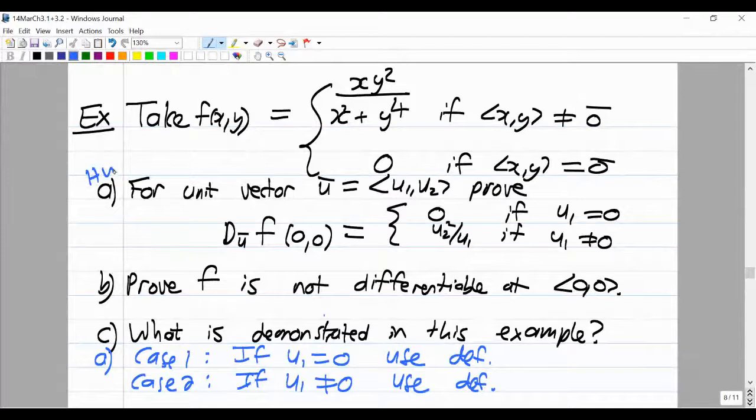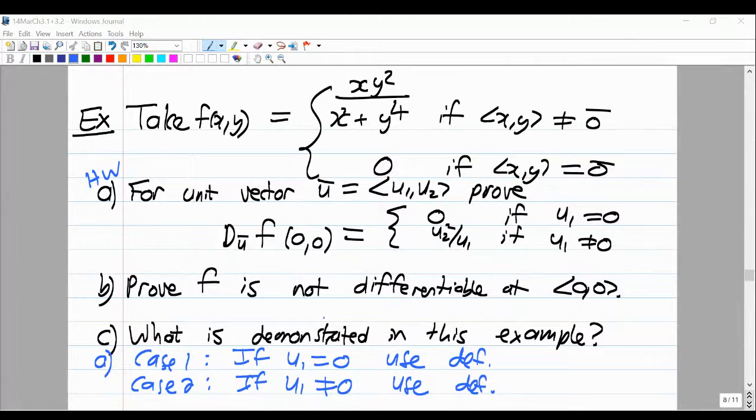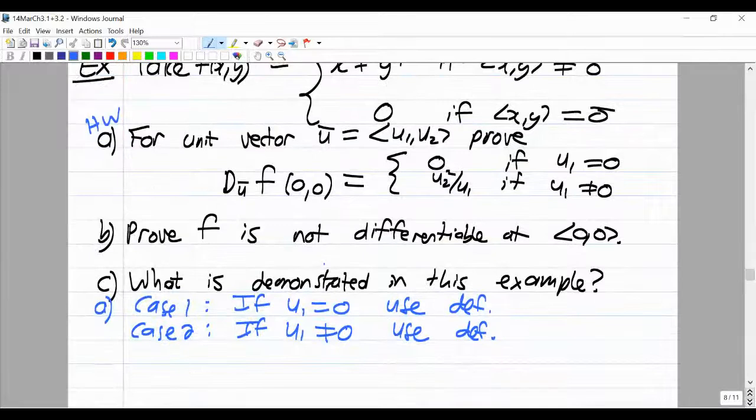So I'm going to leave it for you as homework. The way to tackle part A is cases. You've got to do two cases. If u1 is zero, use the definition, and see if you agree with this answer. And then case two, if u1 is not zero, use the definition and see that you get this. Alrighty. Now, obviously in this question, we've broken it down to help you out here.